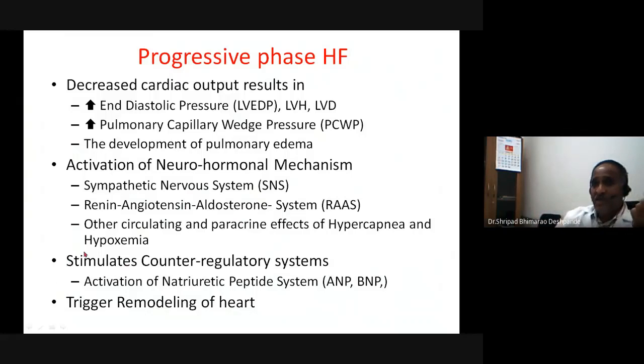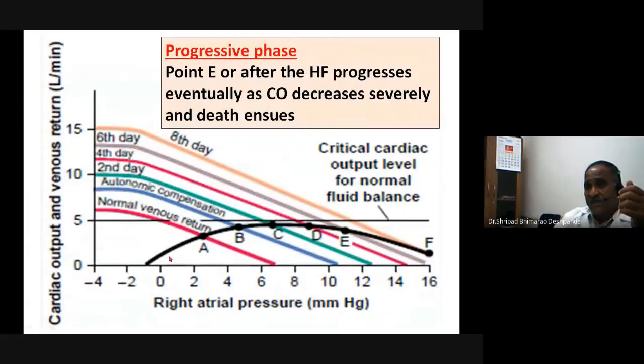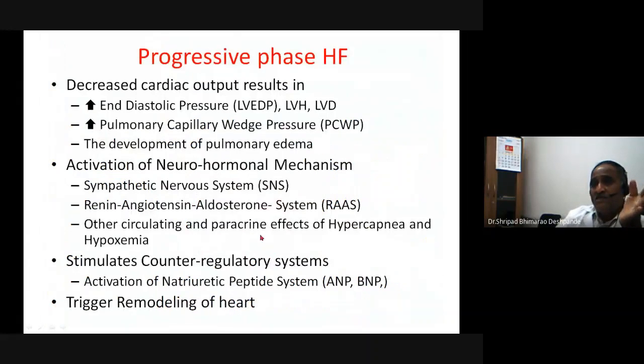Now comes what happens because of the stretch. If I go back, you see the atrial pressure is increasing. That means the atrium is being stretched and stretched, and it is the pressure that activates the release of atrial natriuretic peptide from the atrium. This atrial natriuretic peptide tries to eliminate sodium and water from the kidney.